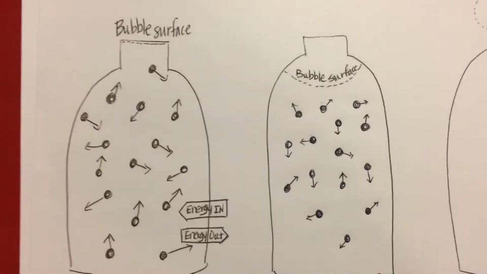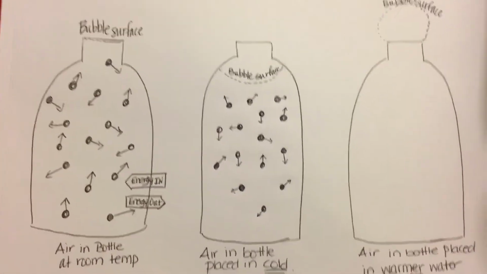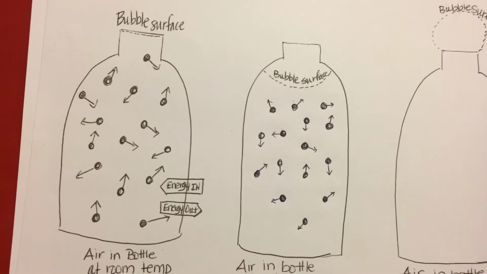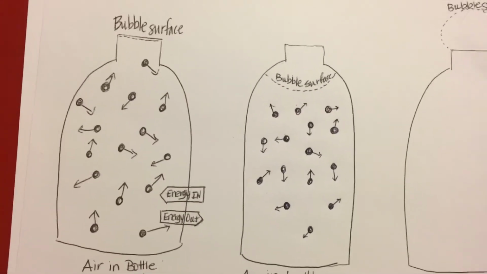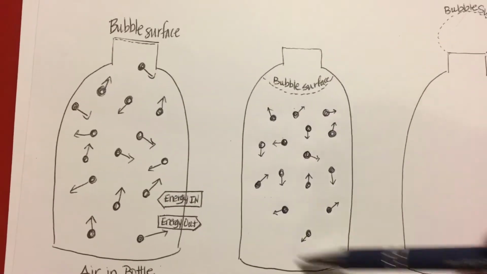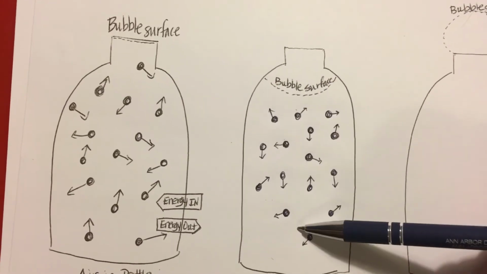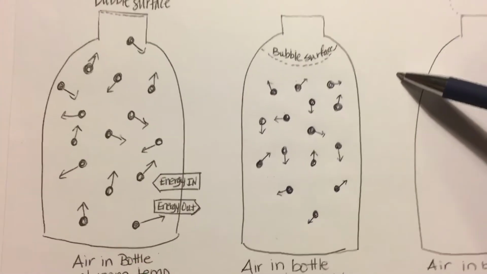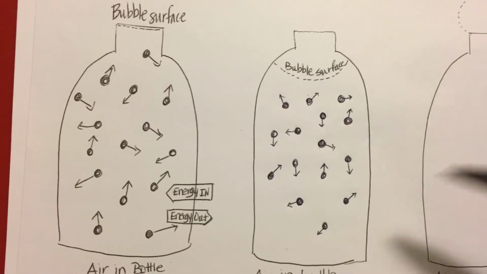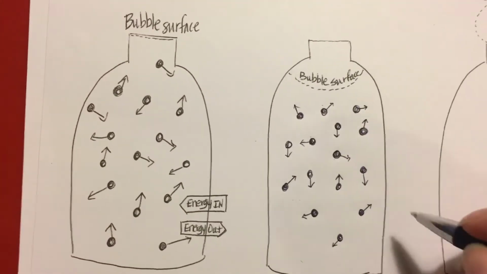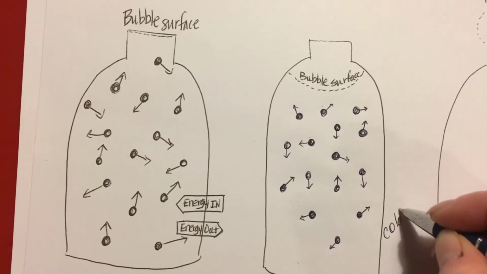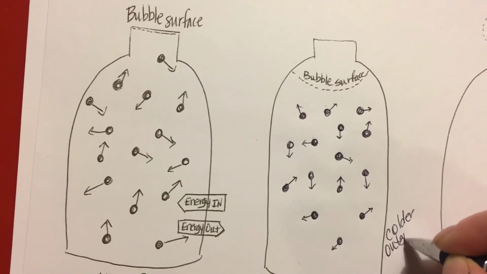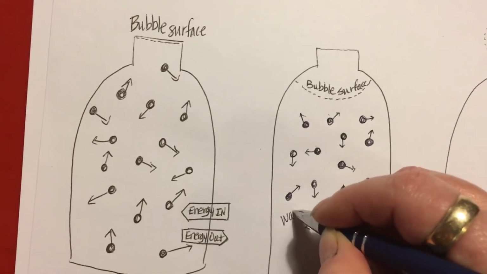All right. So the next thing that we need to add to our model is the energy that's transferring. So we need to think about the temperature of the air inside the bottle and the temperature of the air outside the bottle. So I know that the cold water is on the outside of the bottle. So we've got colder air on the outside, and warmer inside.